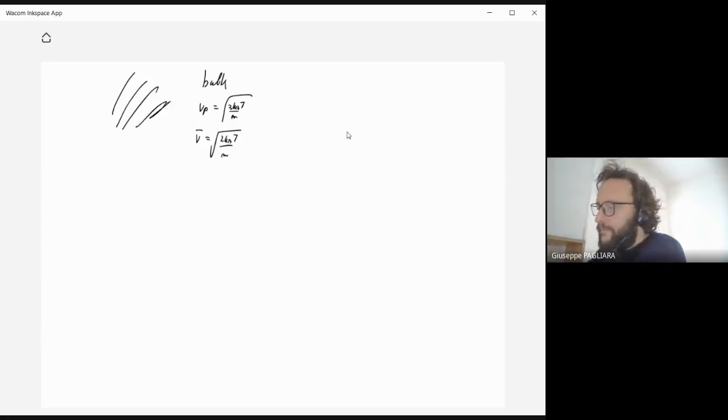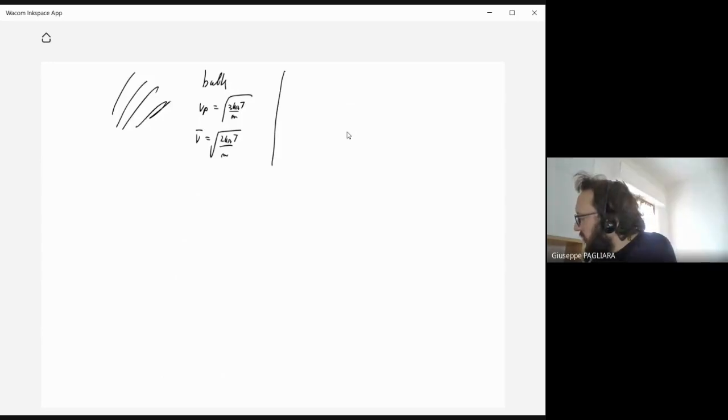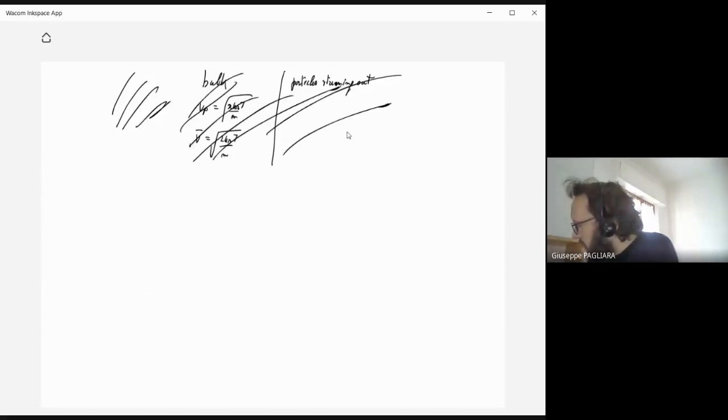Now in the particle streaming, so particles streaming out, we just derived that Vp... I guess I'm making a confusion. Sorry, this was for the bulk. I'm making a mess, sorry.